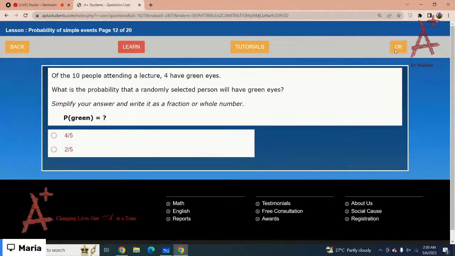Out of 10 people attending a lecture, 4 have green eyes. What is the probability that a randomly selected person will have green eyes? So, which is the correct option? It would be 4 over 10, and that equals 2 over 5. So, the correct option is the second one.